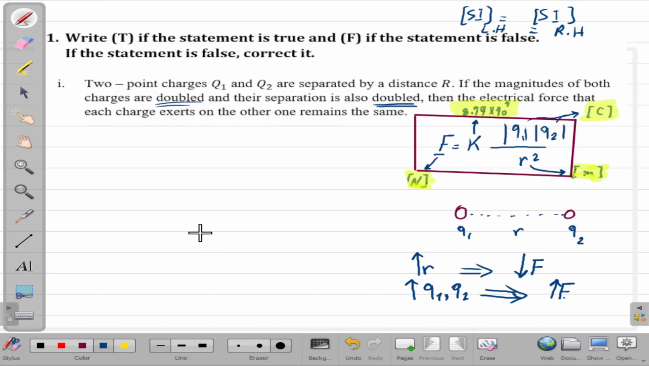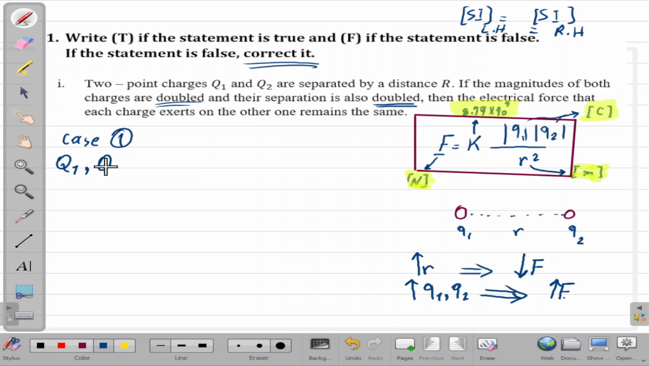Now let's try to solve this question. Write true, or T, if the statement is true and false, or F, if the statement is false. If the statement is false, correct it. So we need to correct the statements if it's a false statement. Two point charges Q1 and Q2 are separated by distance R. So in the first case, we have the following information about our system.